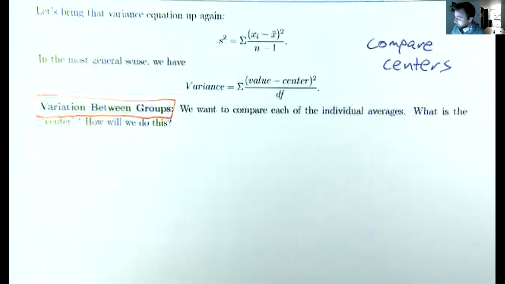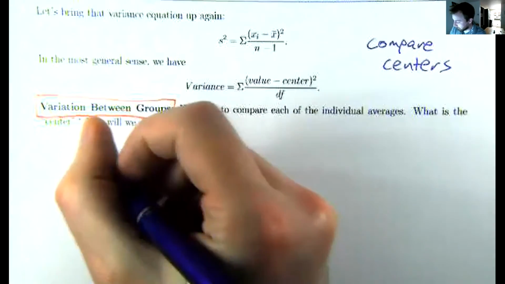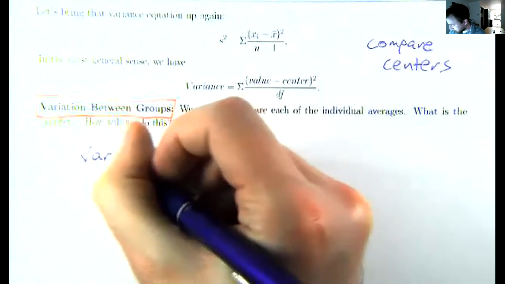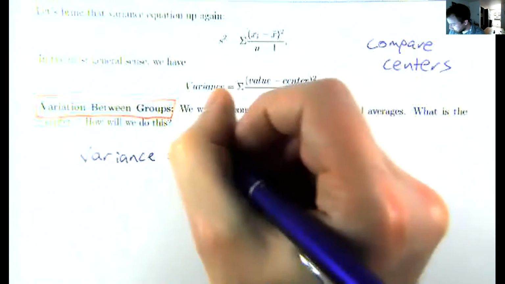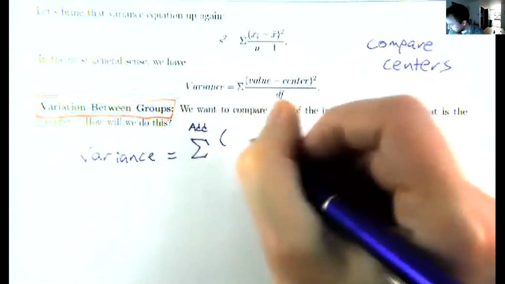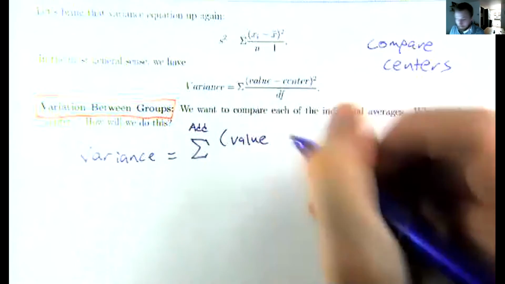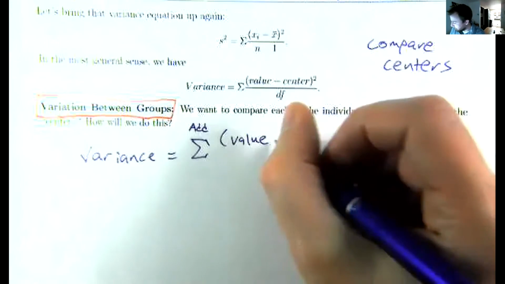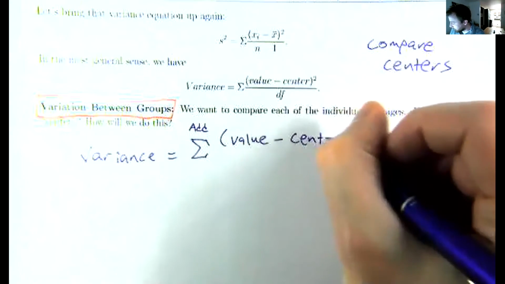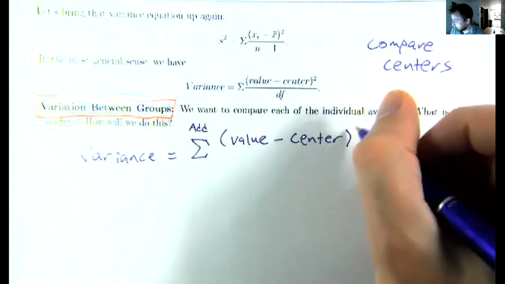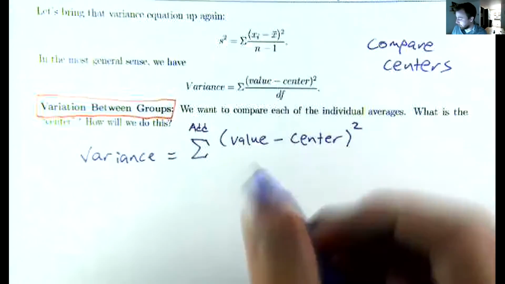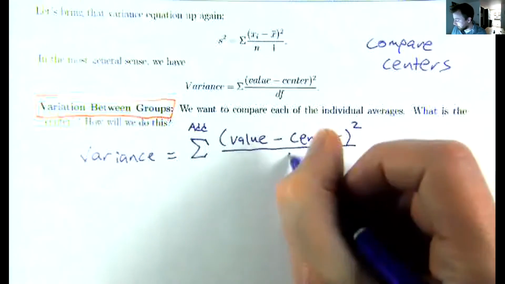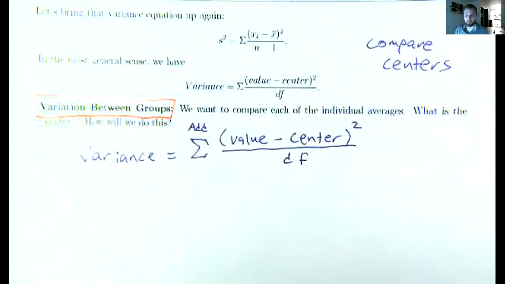So let's start by comparing centers. And my goal here is to find a variance. And variance is going to be I'm adding the values that I want to compare minus the center of the values. I'm going to square these things so I don't get 0. And I'm going to divide it by the degree of freedom for the thing I care about.